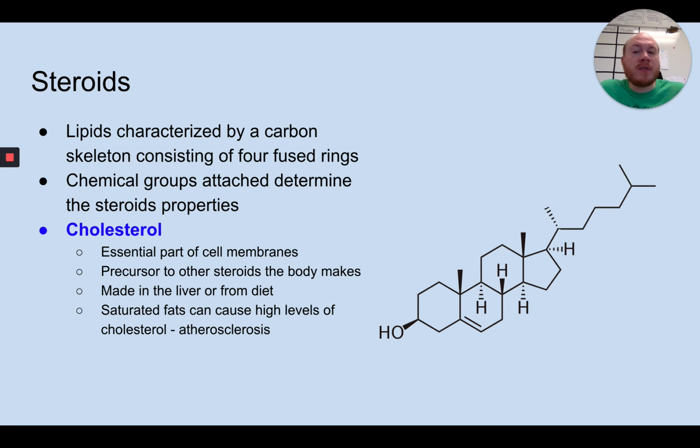So cholesterol is an essential part of the cell membrane. It helps hold the membrane together and keep it fluid, but it's a precursor to steroids made by the body. Cholesterol is made in the liver or comes from your diet. So your body can make cholesterol on its own, but we also get some from our diet. You have to be careful with cholesterol. There are different kinds. There's cholesterol you get from red meats that's not good for you. And then there's cholesterol that comes from fish and olive oil that's much healthier for you. Sometimes tree nuts have it too.